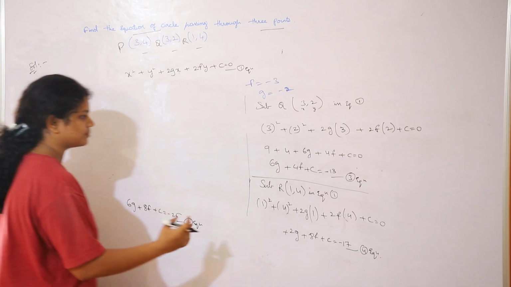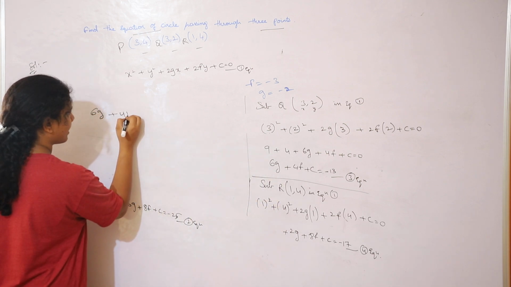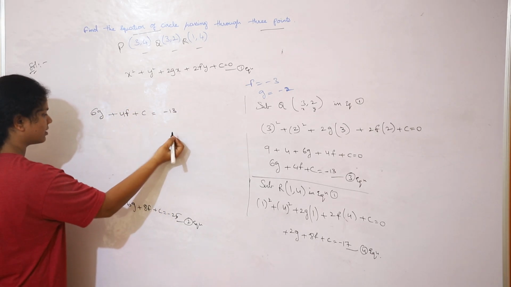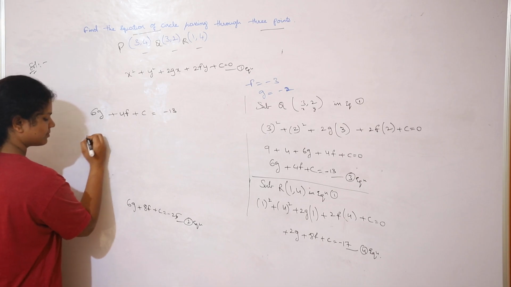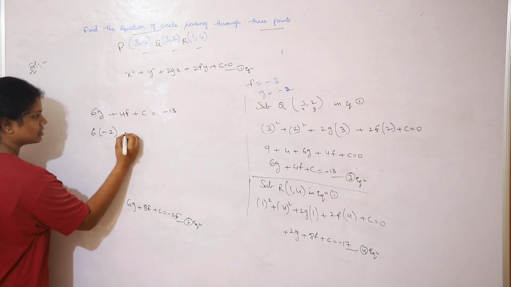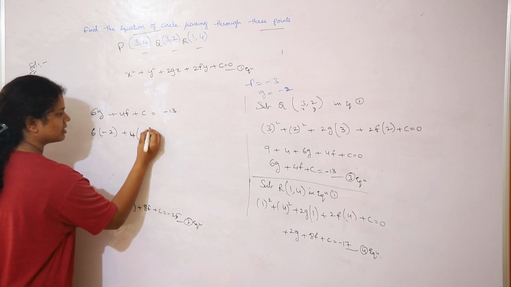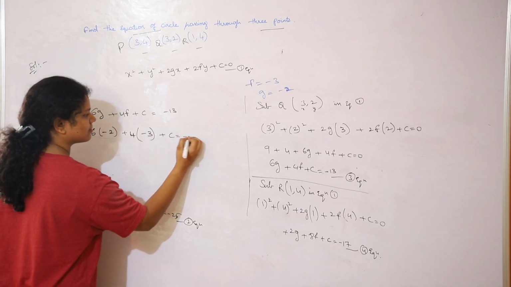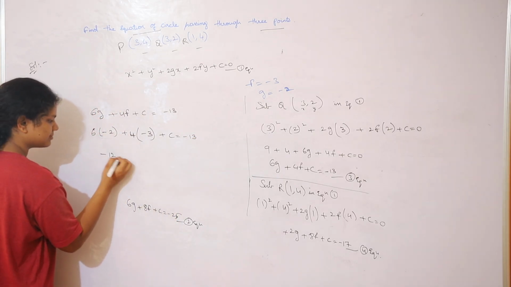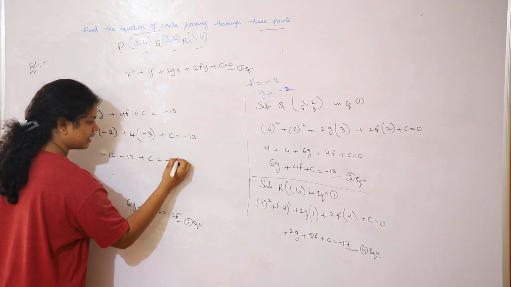Okay, so let me substitute in this third one: 6g plus 4f plus c equals minus 13. This is the third equation that I got, right? So let me write down 6 times the g value. What is the g value over here? Minus 2. So 6 times minus 2 plus 4 times minus 3 plus c equals minus 13. So 6 twos are 12, minus 12 again, plus c equals minus 13.